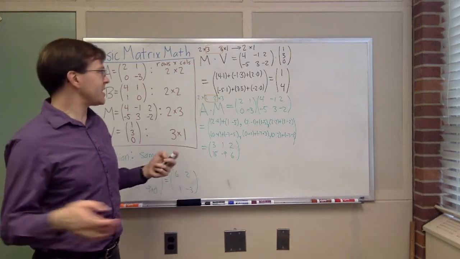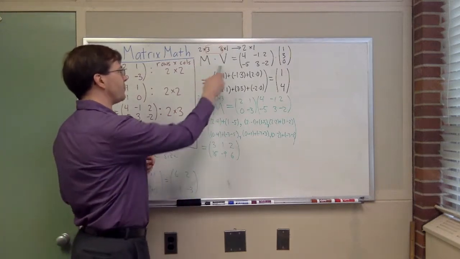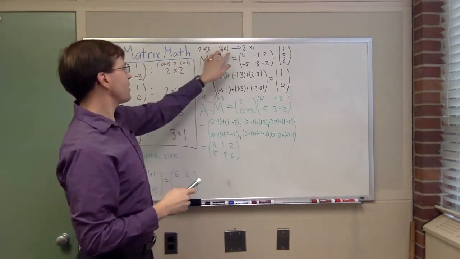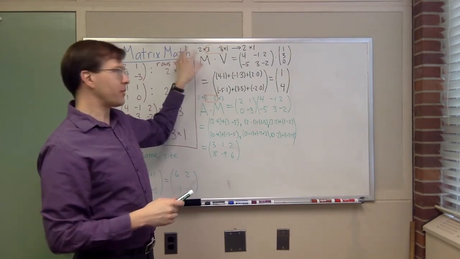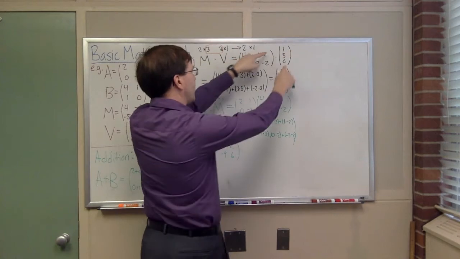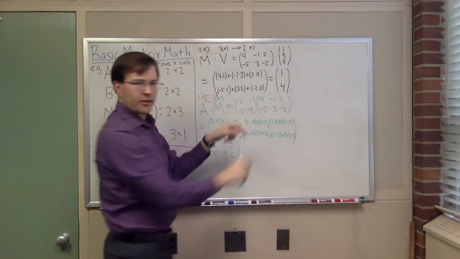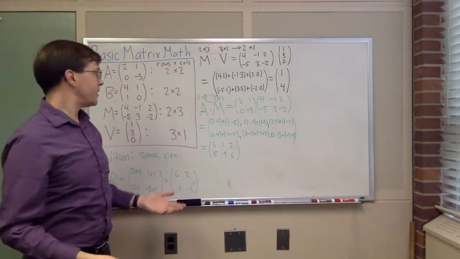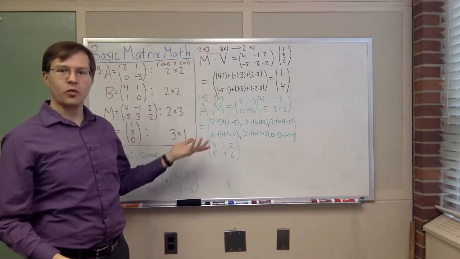Now notice, in these cases, I could not have multiplied V times M, because that would have been 3 by 1 times 2 by 3, and the dimensions wouldn't work out. You couldn't do this thing where you go across one and down the other, across one and down the other. You couldn't do it because they don't match. I couldn't have done M times A because it wouldn't match.